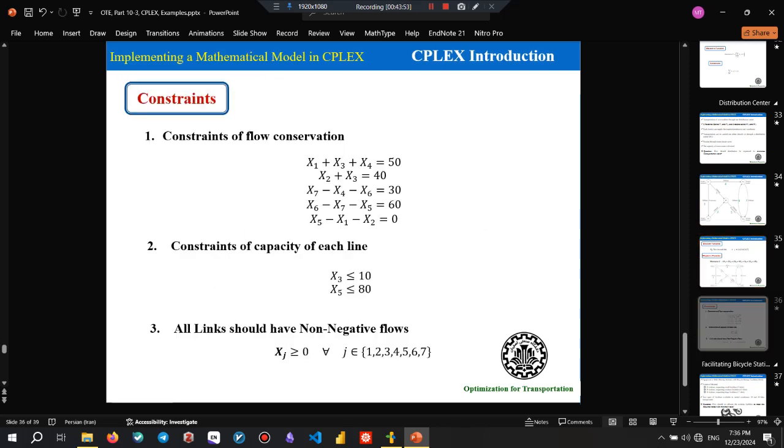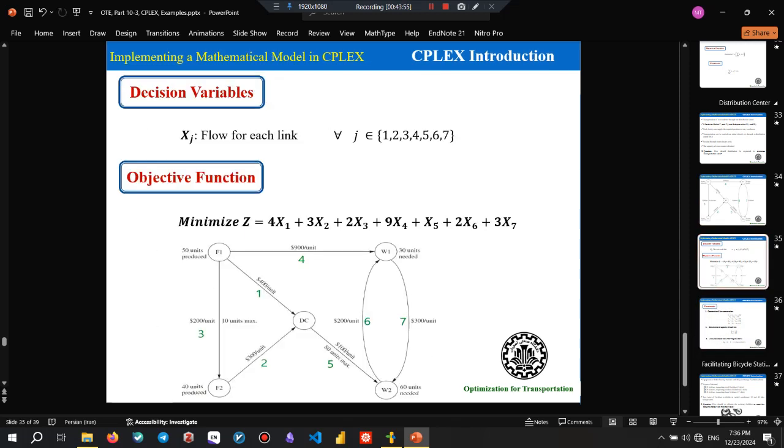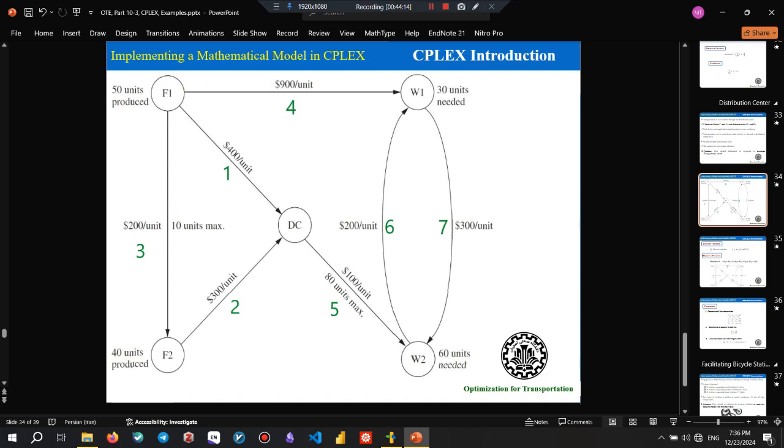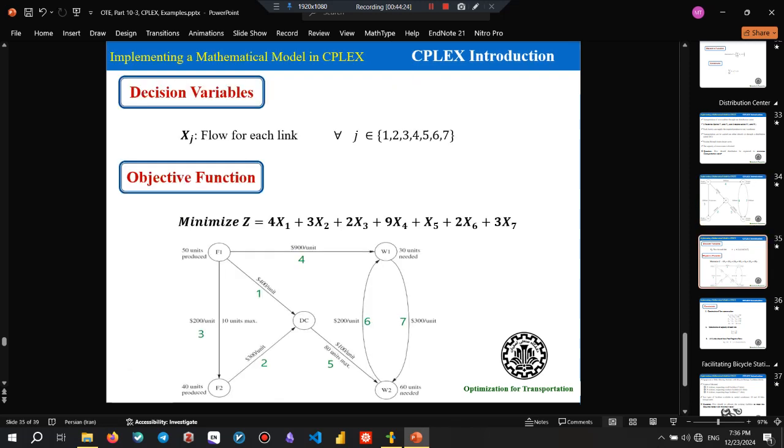After this, we should define our objective function and constraints, right? The decision variable is so obvious. X is xj, it represents flow for each link, and the objective function is to minimize the cost, right? The cost of each link is shown in here. $400 per unit, $200 per unit, right? So we try to write down the objective function in here.